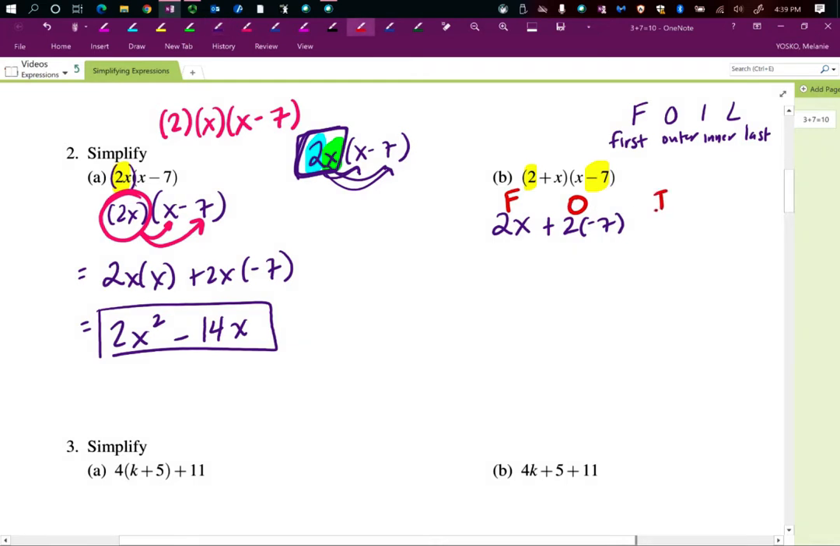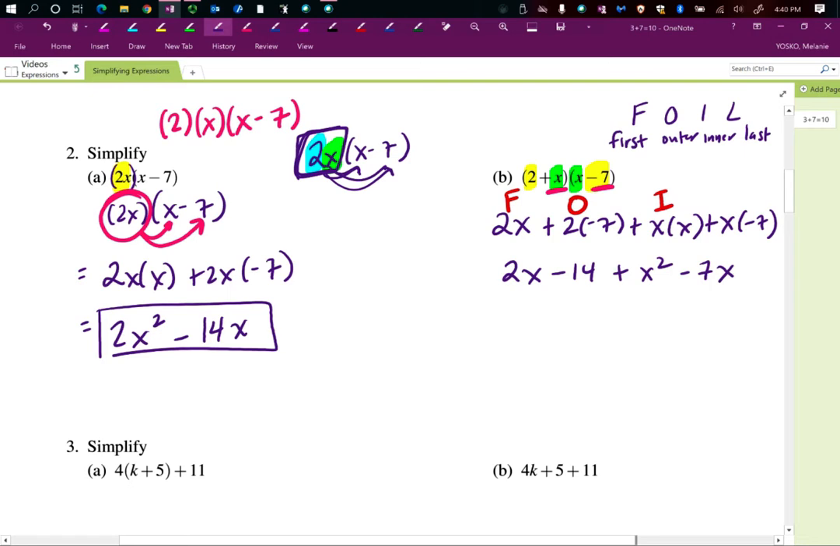Then we're going to do the inner. Okay, now the inner will be this x and this x. So plus x times x. And then we're going to do the last. So I'll underline the last just so you can see. So for the last, I'm going to write it the way we have it here. It will be plus x times negative 7, but usually we don't write it that way. We would say 2x, and then we do positive 2 times a negative 7, we get a negative 14. X times x is x squared, and x times negative 7 we usually write as negative 7x.